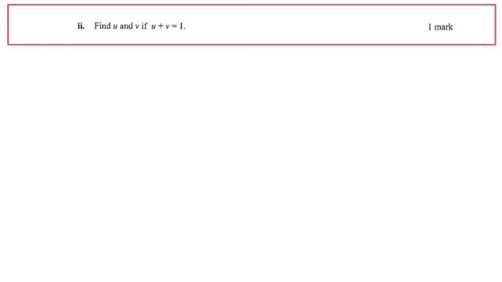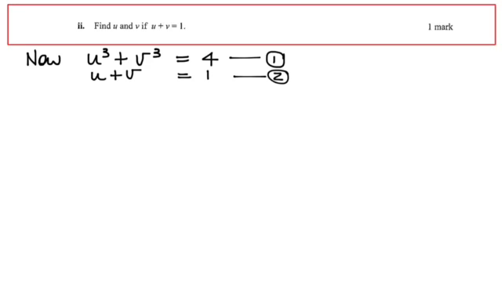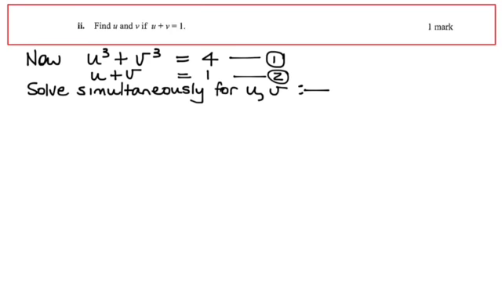Well, that can't be too hard. Remember, the answer's never very far away, guys. We already know that, don't we? Yeah, as the story unfolds, remember, you've got to keep track of the story as it unfolds. So we've got u cubed plus v cubed equals 4. We've also got that u plus v equals 1. We've got 2 equations, 2 unknowns. Surely we can solve that for u and v, can't we?